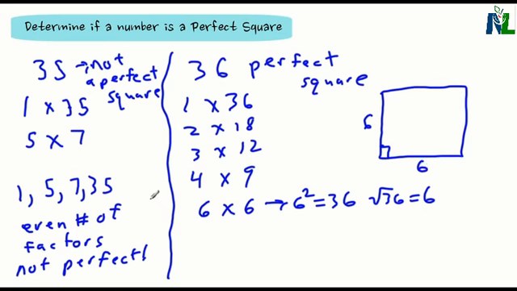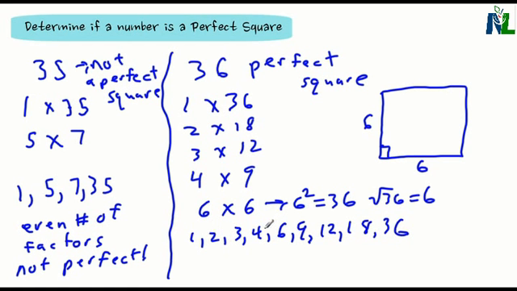The other thing, you saw that with 35, I had an even number of factors. Let's list out the factors that I have for 36. 1, 2, 3, 4, 6. I'm only going to list once, I'm not going to repeat that number. 9, 12, 18, and 36. So you can see here that I have 1, 2, 3, 4, 5, 6, 7, 8, 9 factors. So 9 factors is an odd number of factors. So if I have an odd number of factors, I'm a perfect square.